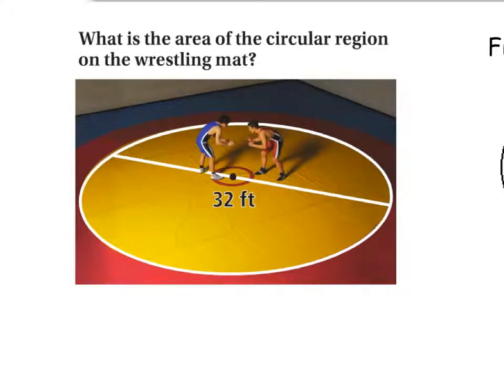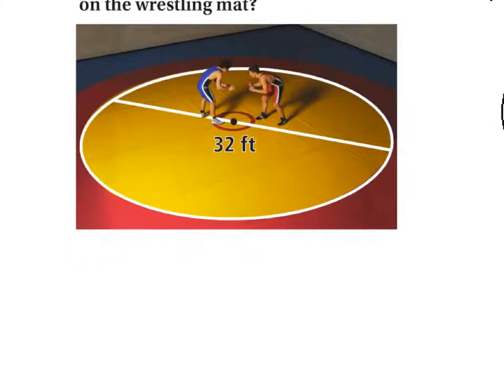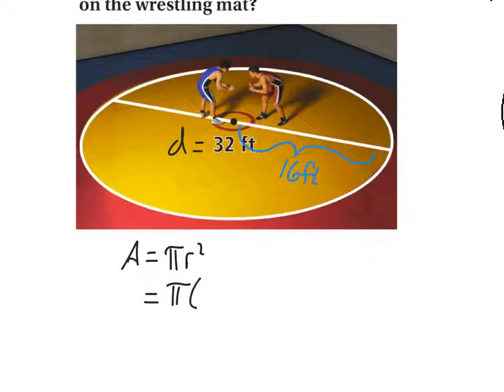We have the area of the circular region of a wrestling mat. So they give us the diameter, which is 32 feet. All right, we need to find out the area. So what is my area formula for a circle? Area equals pi r squared. There's only one formula. And so if my diameter is 32, what's my radius? Yeah, my radius is going to be 16 feet. And so I'm going to take pi times 16 squared.